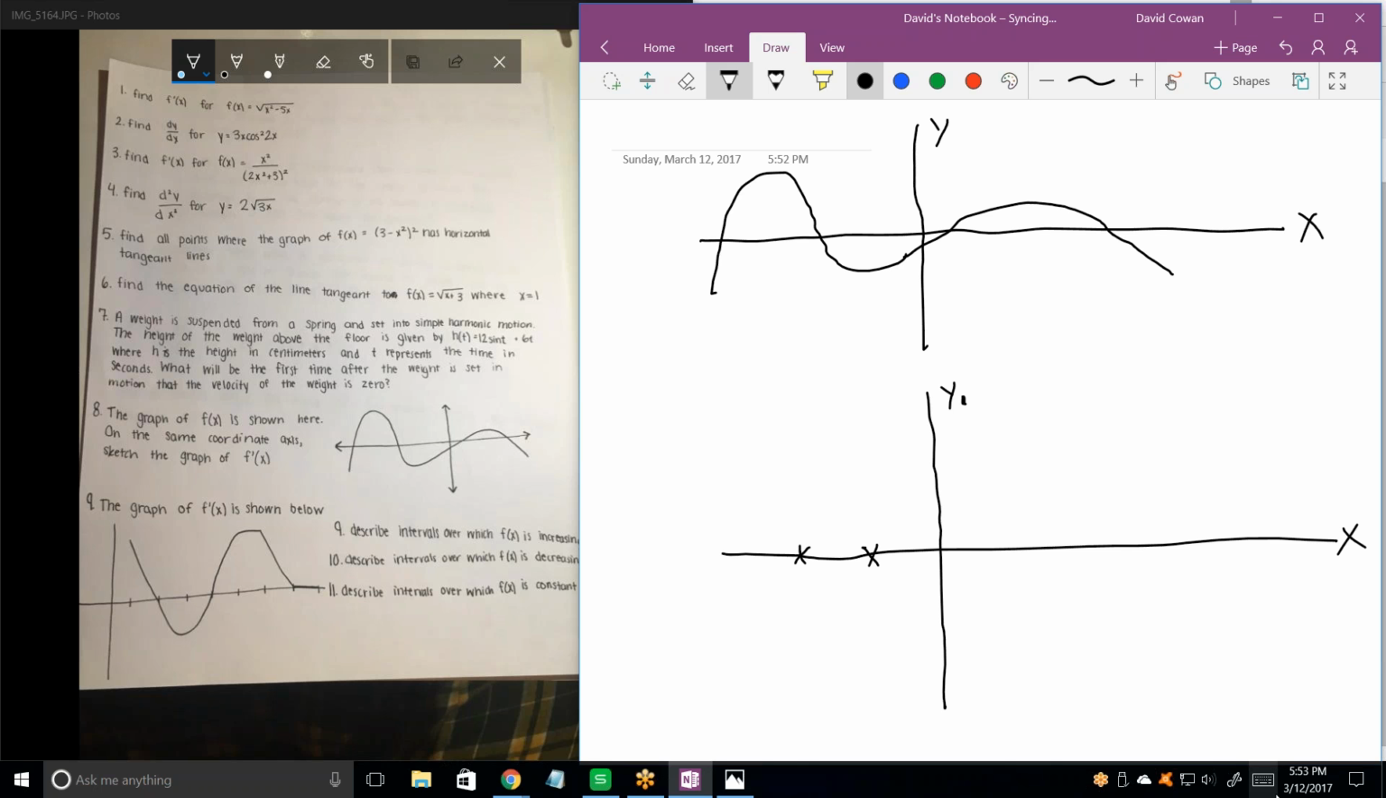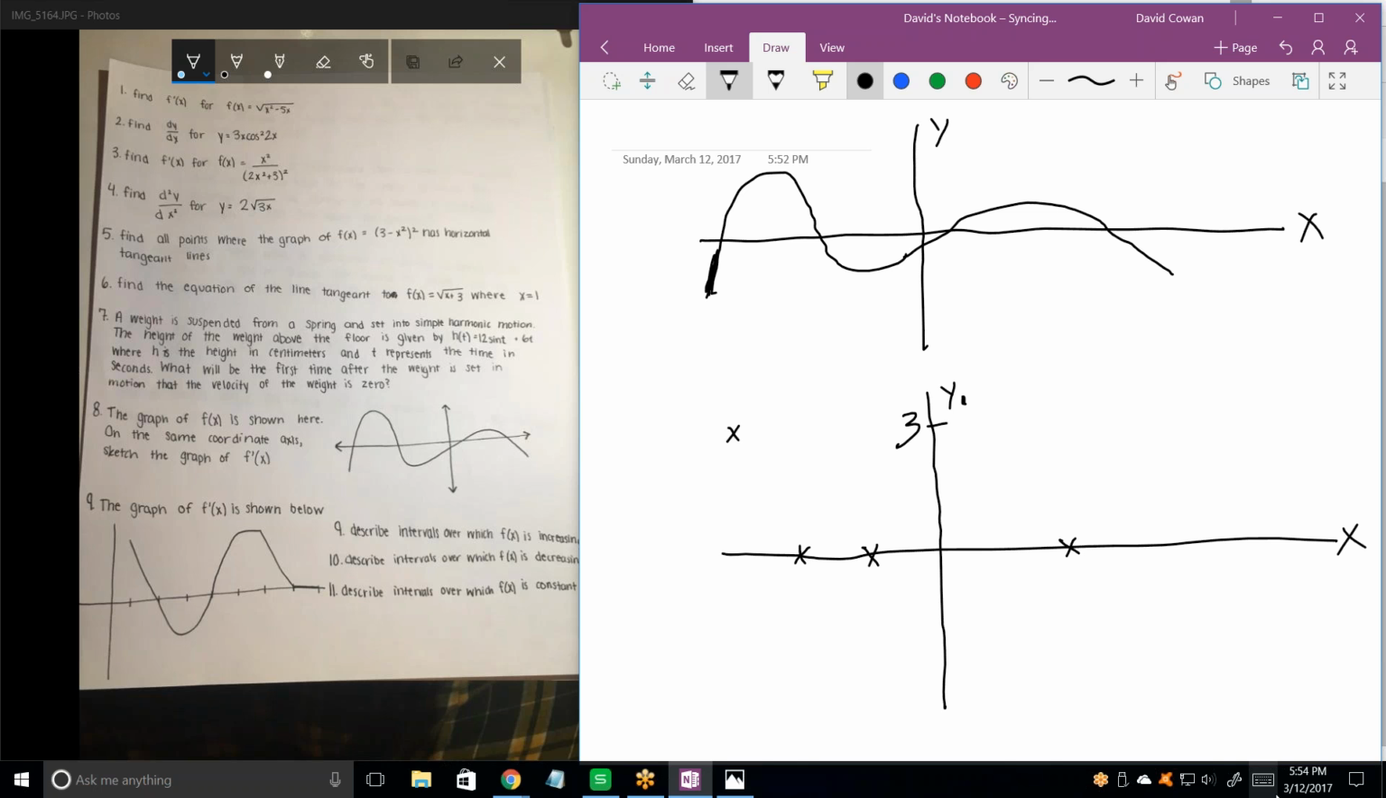How about right here? 0. So I got all 3 places where the derivative is equal to 0. Now let's start over here. What's y prime equal to right there, approximately? I would call that a slope of maybe 3. Okay, we'll call it 3. That means that the graph goes through that point right there.